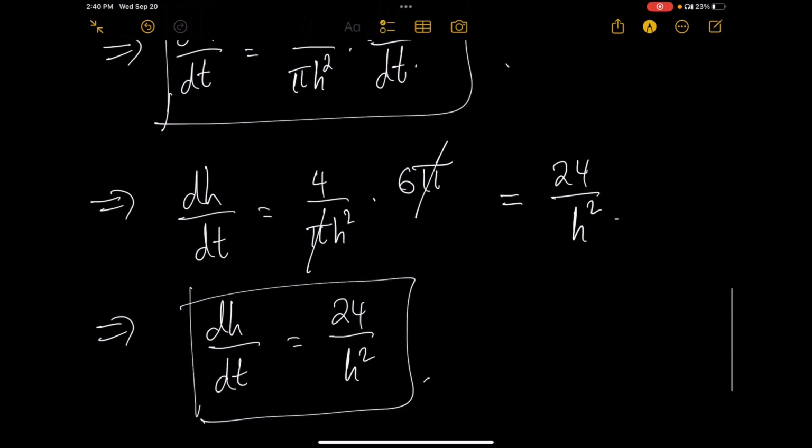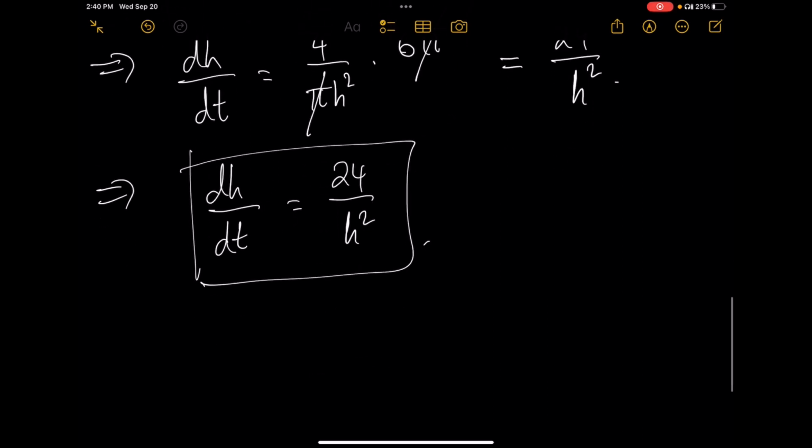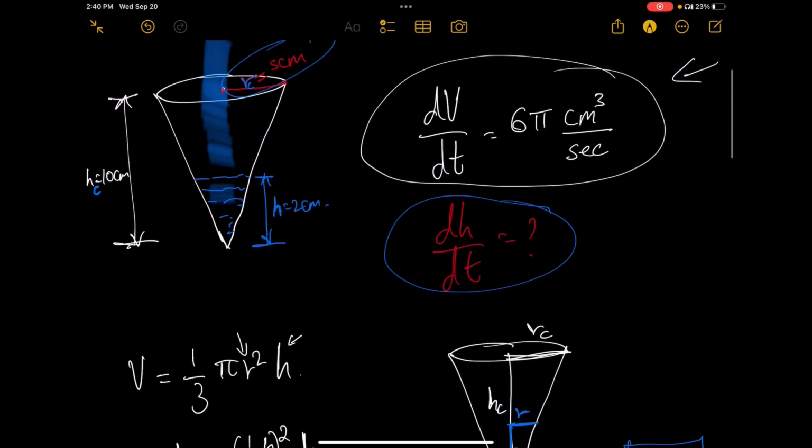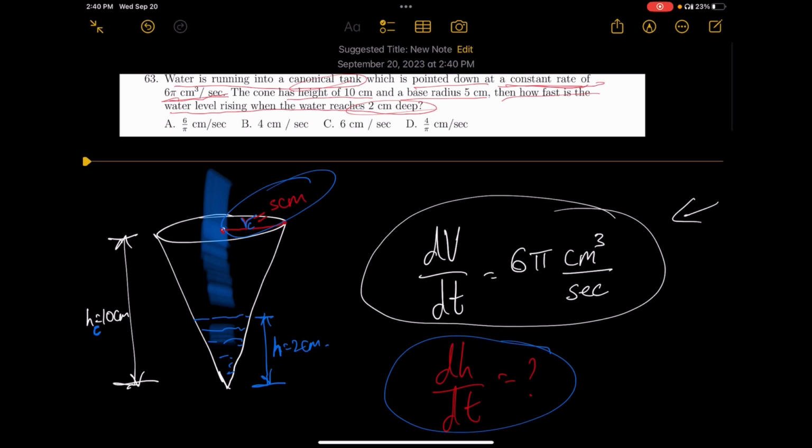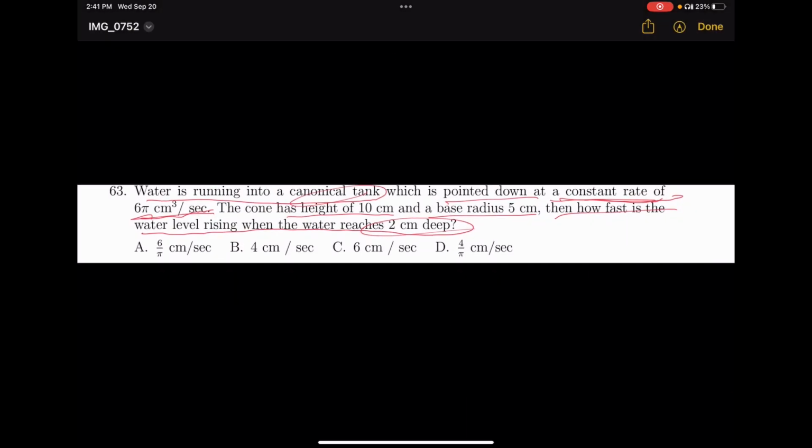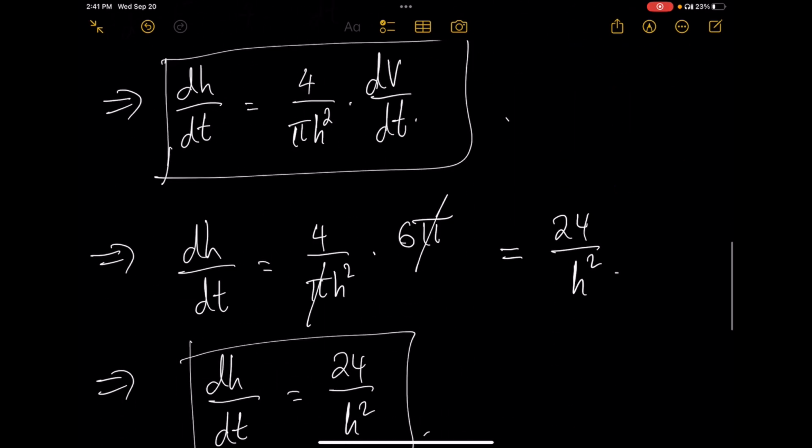Okay, so now I have expressed the derivative of the height with respect to the height itself. This is more like a differential equation. Again, you don't have to worry about differential equations. What we want is just to evaluate dh by dt when the height is, how fast is the water level rising when the water reaches 2 centimeters deep. Okay, when the water is 2 centimeters, what is it?